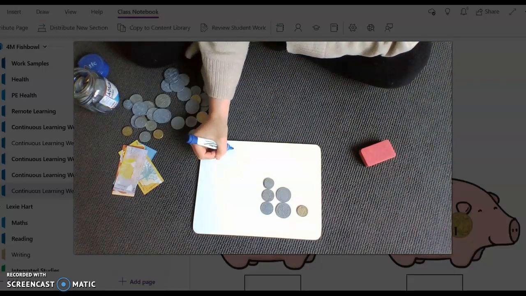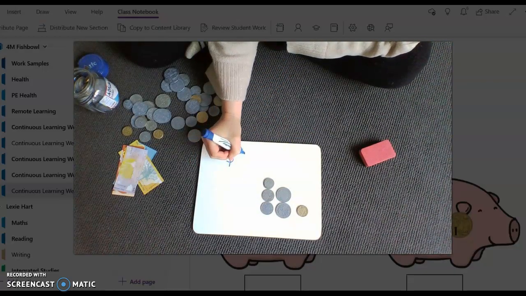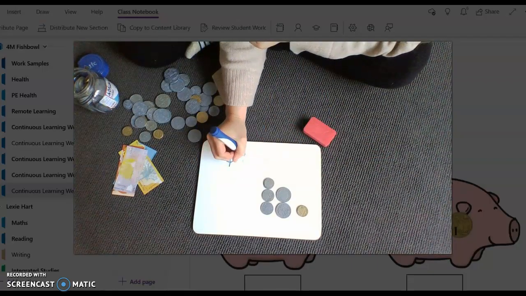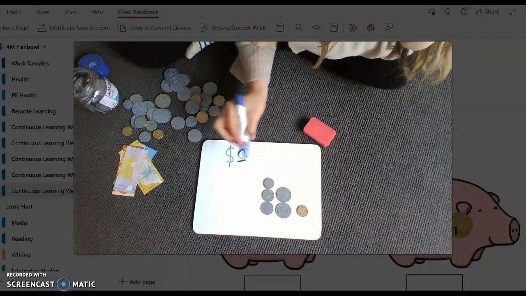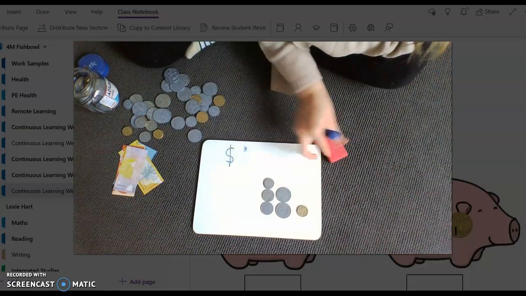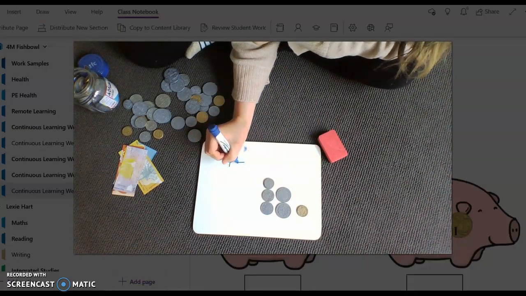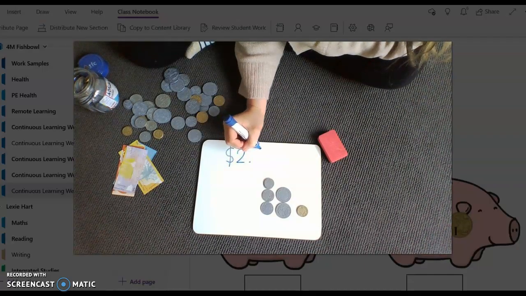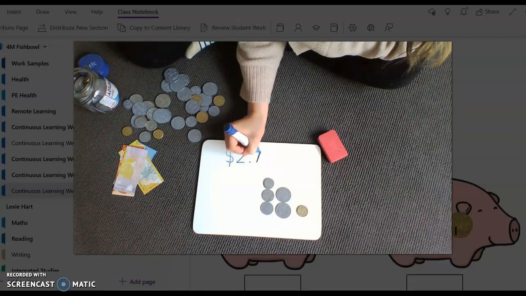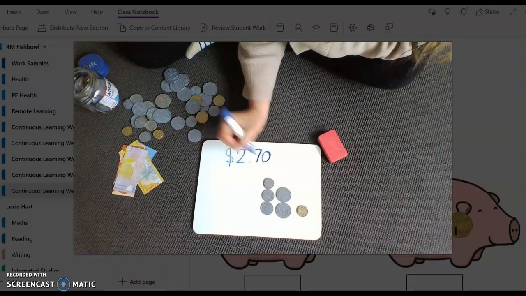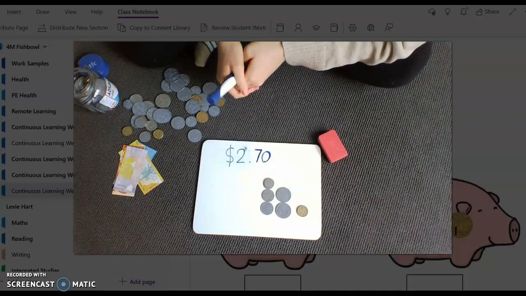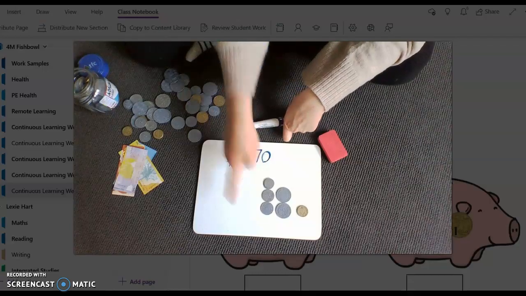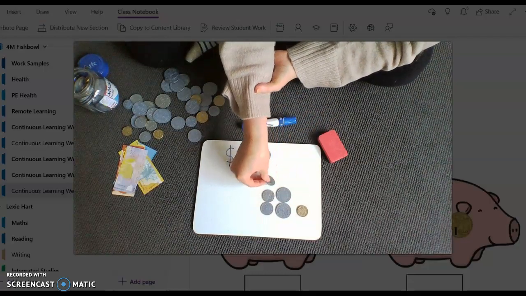So I've got $2. Sorry, I'm trying to write upside down and back to front. There we go. $2.70. I really had to think about drawing that backwards 7. $2.70. The other way I could have done this is to build up to 50 cents.